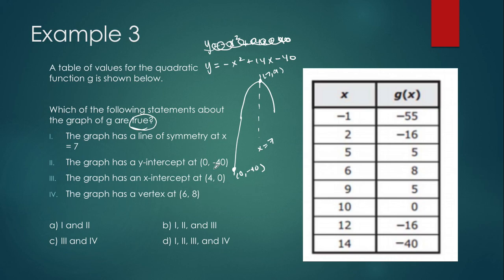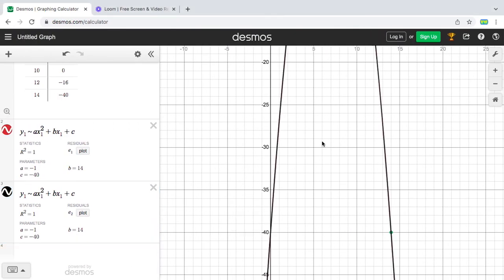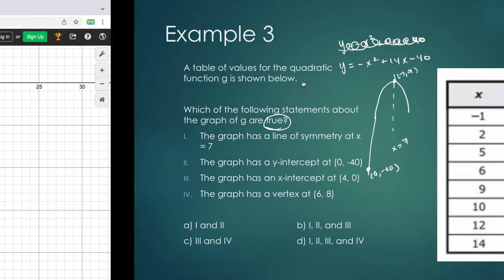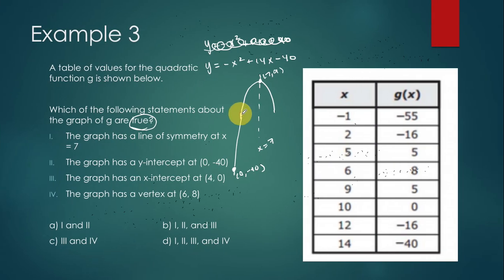It has an x-intercept at 4, 0. Let's look at our x-intercepts again. We have an x-intercept at 4, 0 and 10, 0. And the graph has a vertex at 6, 8. No, we know the vertex is at 7, 9. So we know that 1, 2, and 3 are correct.